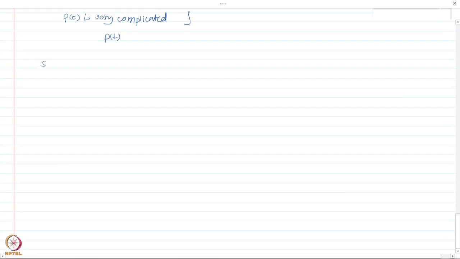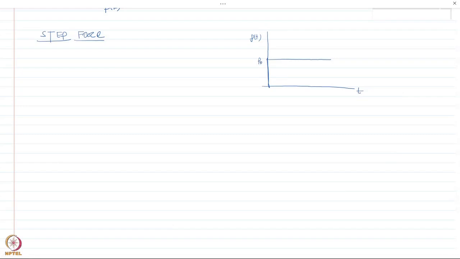I would like to start with the step force. A step force is typically defined as a force that you apply suddenly, like a step, and then maintain over time. Let us say a load of amplitude P naught is applied suddenly and then maintained over time. In the very first chapter, we had already found the solution to this by solving the differential equation.